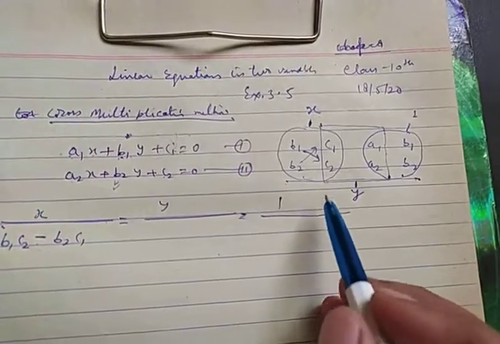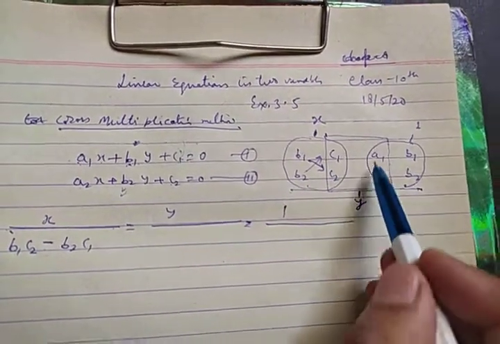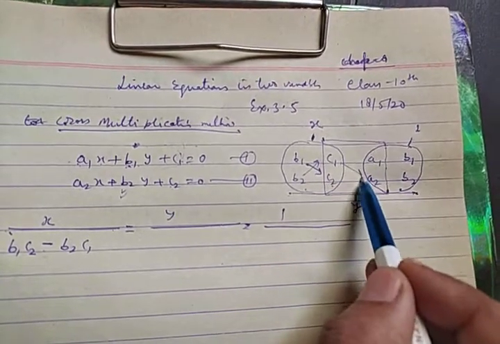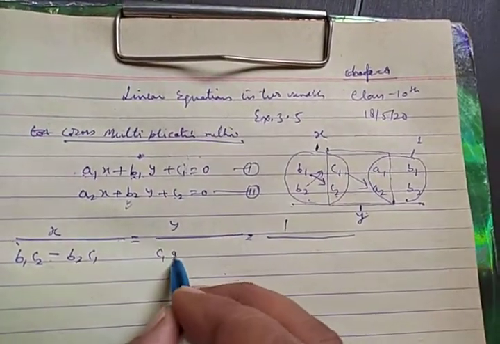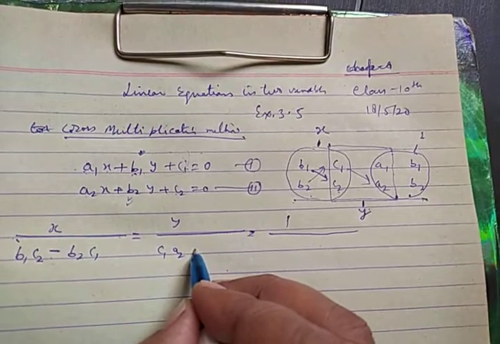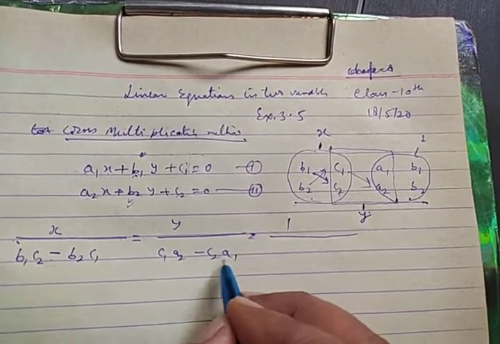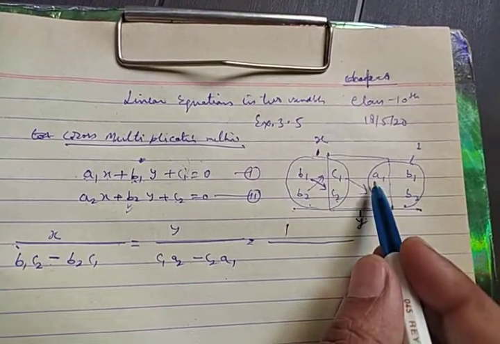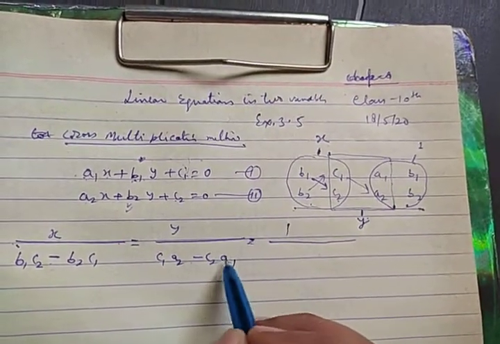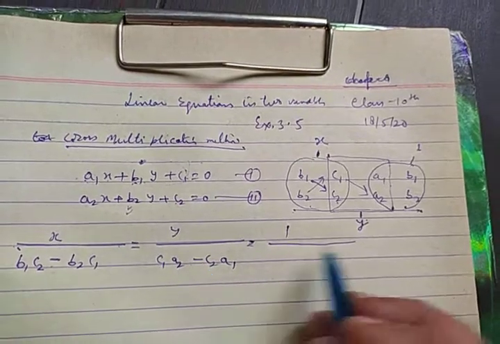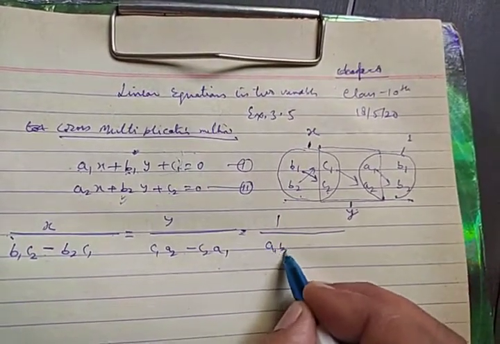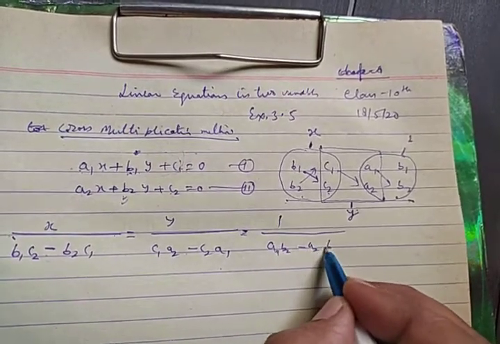In the same manner y upon, for y you are taking these four values, again c1 a2 minus c2 a1. Minus will remain in each term. If any of the value is negative, then you will put the value in bracket, but this minus will remain in the formula. And similarly 1 upon this will become a1 b2 minus a2 b1.